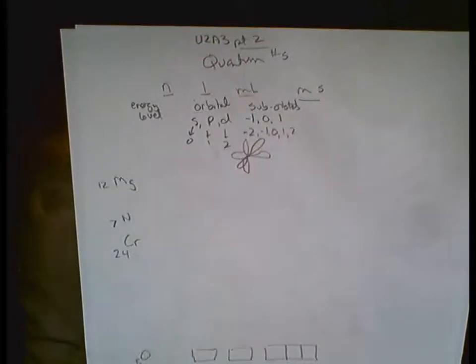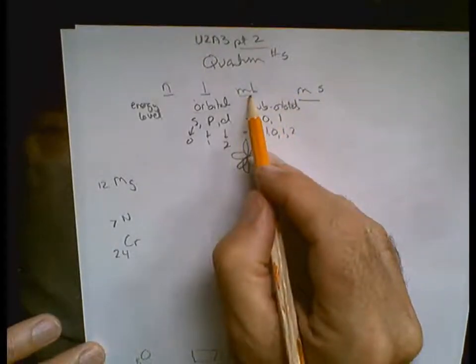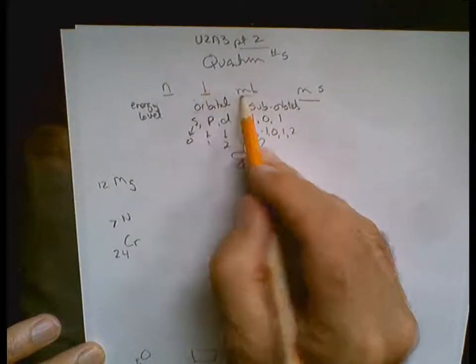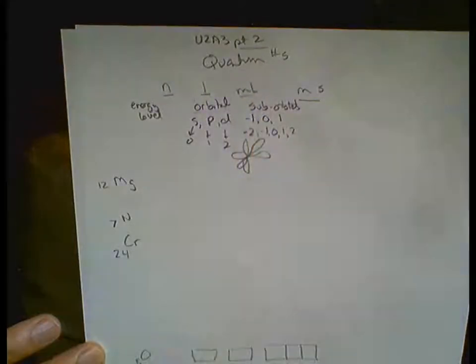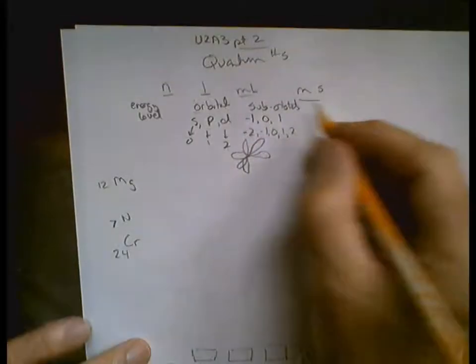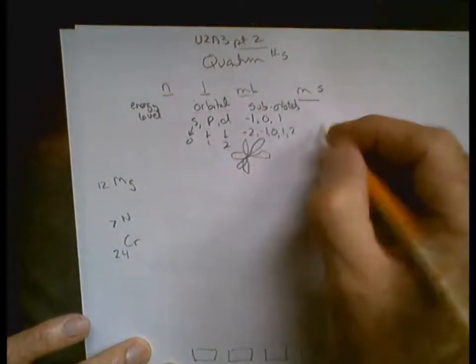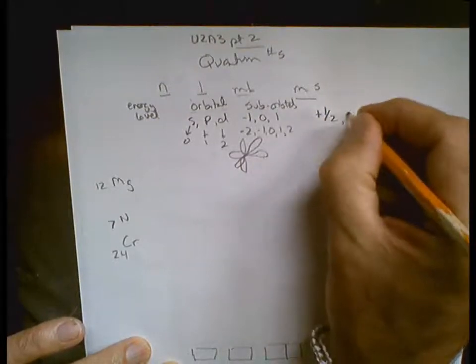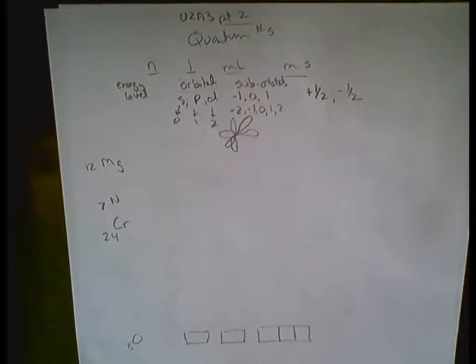and 2. Now, ML means magnetic. The way that scientists did this was they took the orbitals and they used strong magnets to split them up into suborbitals. MS is spin, magnetic spin. Electrons are either going to be a +half or a -half. So electrons don't just have charge, they have spin.